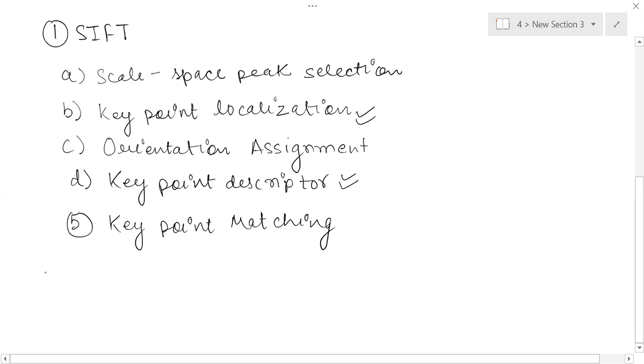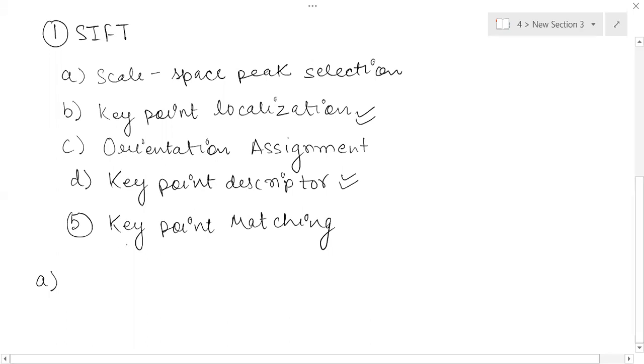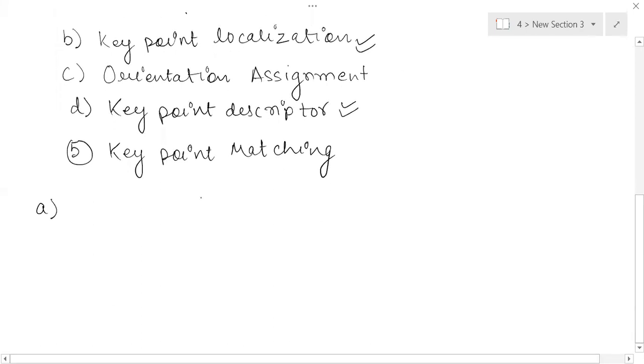The first one is called scale space peak selection. The scale space of an image can be understood as a function which takes the x and y coordinates as well as the Gaussian filter in order to blur the images. Then we have to check at different scales, and after maintaining the scale, we have to divide our images into a number of octaves. In each octave, according to the Gaussian blur filter, we have to differentiate between the images.